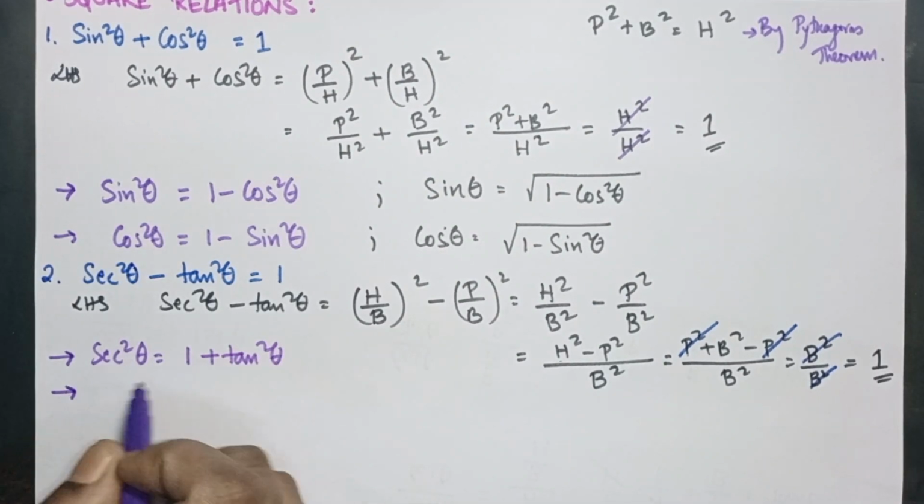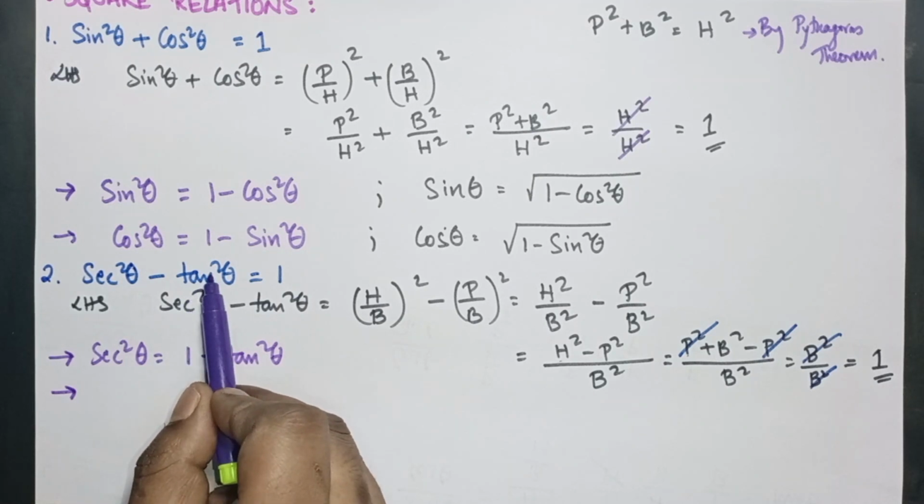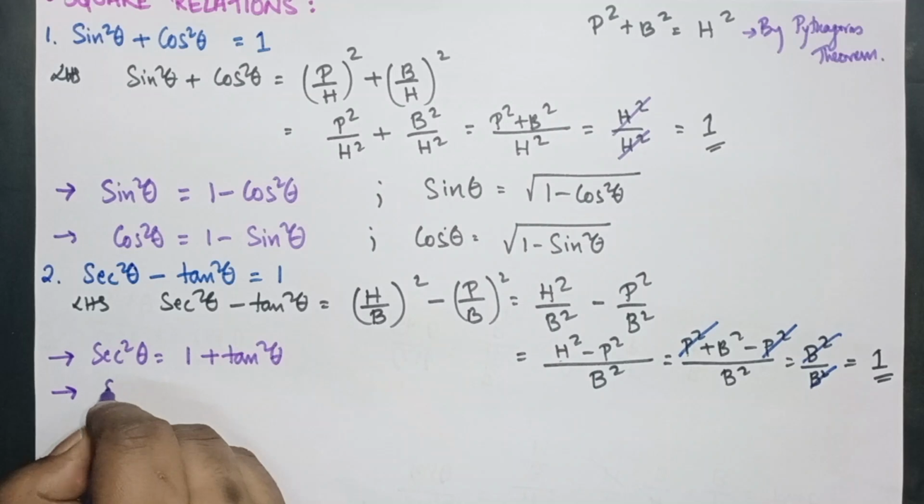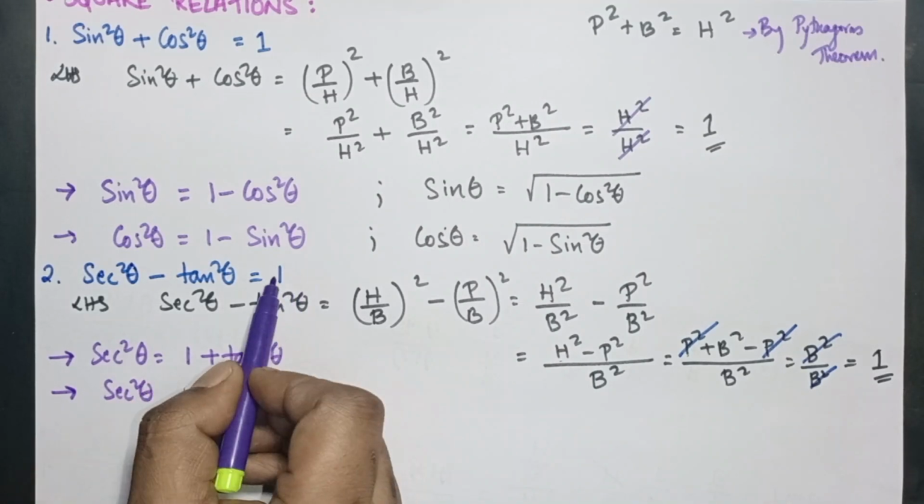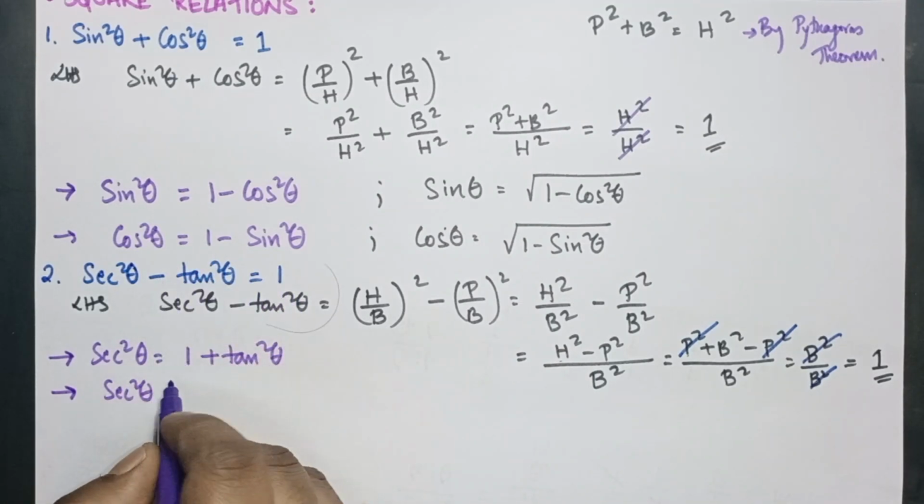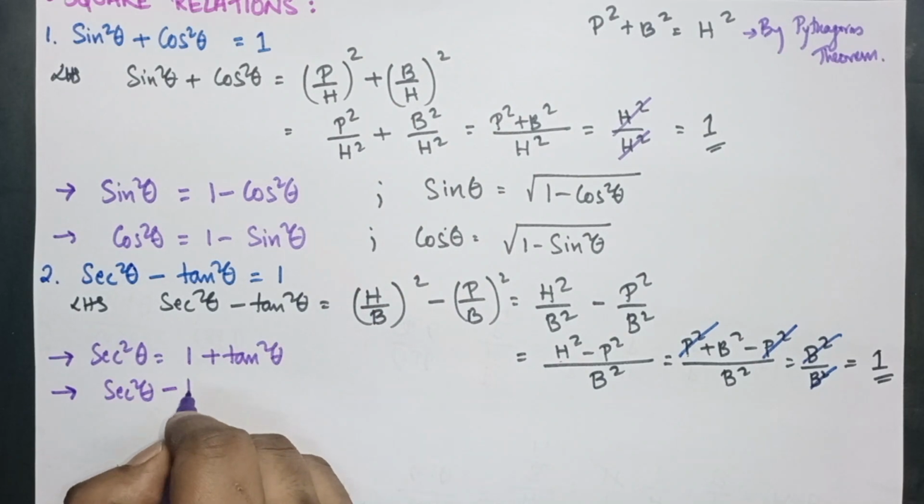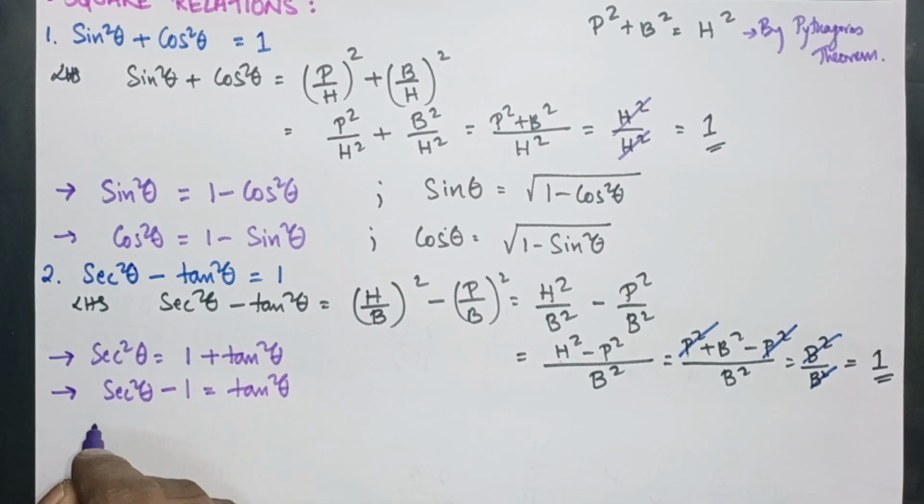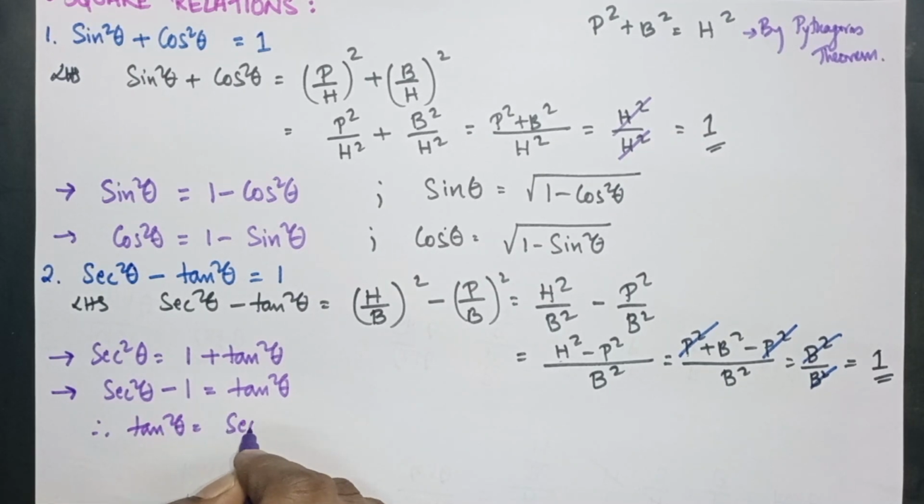Now next one. Now I am making for the tan square. So if I take this tan square theta that side, it will be positive. So sec square theta, this plus 1, when I bring this side, it will be minus 1, equals to what will be tan square theta. So therefore what I got, tan square theta formula is sec square theta minus 1.